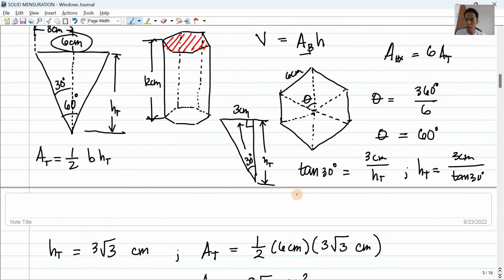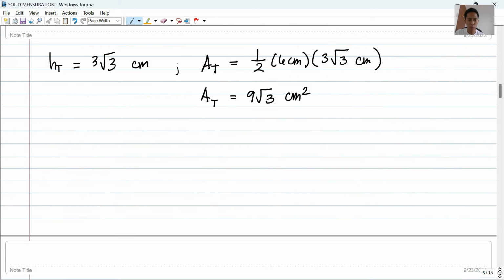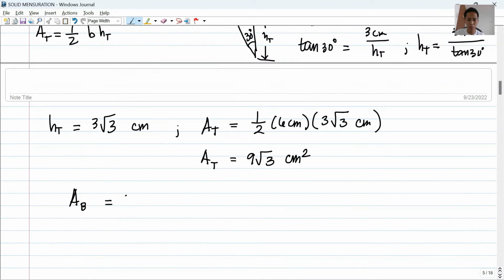Okay, so meron tayong area ng triangle. You can now actually compute for the area of the hexagon. Where yung area ng hexagon, yun yung area ng base natin. Okay, so you can actually change this to A sub B lang. Okay, so pwede namang area of hexagon para ma-distinguish natin yung area ng hexagon. So here, we can actually compute for the area of the hexagon, which is the area of the base in this problem. So that is just equal to 6 times the area of the triangle. So 6 times, you have here 9 square root of 3 square cm.